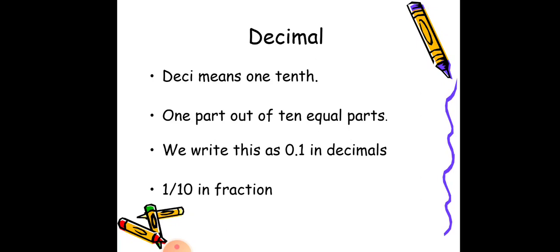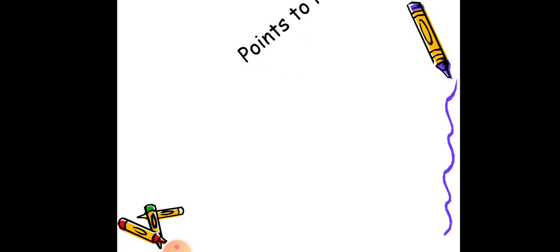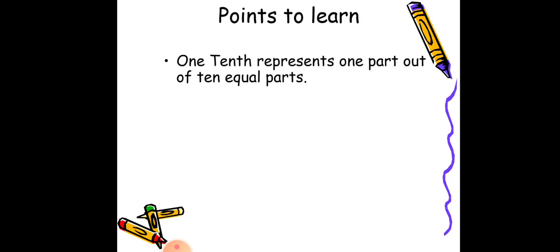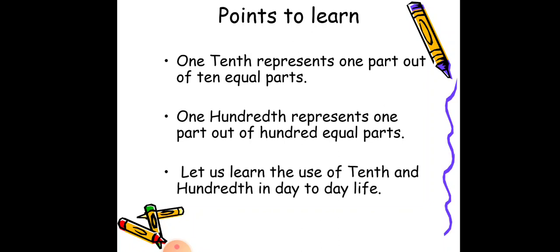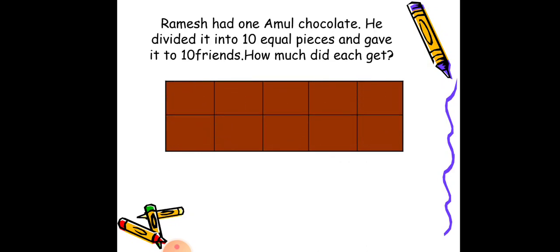The points we'll cover in this chapter are how to convert decimal into fraction and vice versa, the process of multiplying a decimal by a whole number as well as by a decimal, and the process of dividing a decimal by a whole number as well as by a decimal.